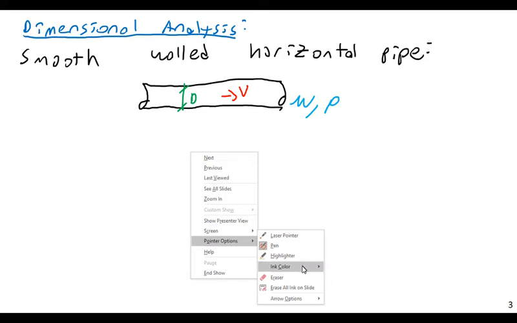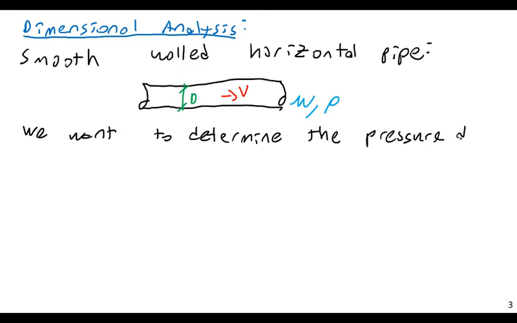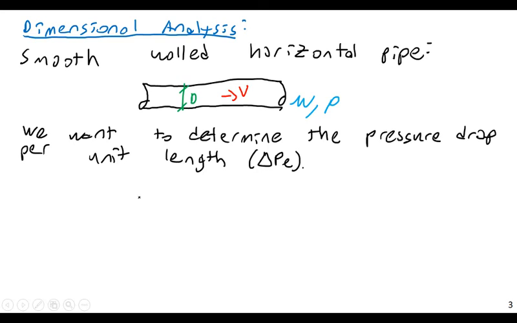So let us consider this. Now, we want to determine the pressure drop per unit length, in other words, the delta P over L. And so the question is, what units do we use?